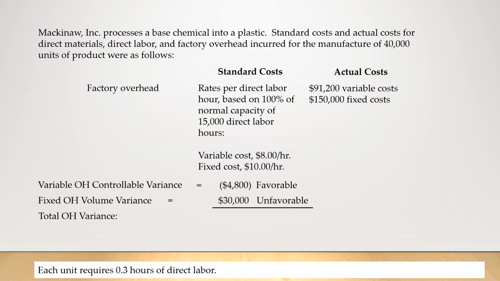If we combine the variable and fixed overhead variances, we get a $25,200 unfavorable variance. I realize this is a fairly substantial variance, but such is how this problem worked out. The primary drivers being the $10 fixed overhead rate and the size of the difference between normal production and actual production. That aside, hopefully you now understand how all these types of problems are worked.